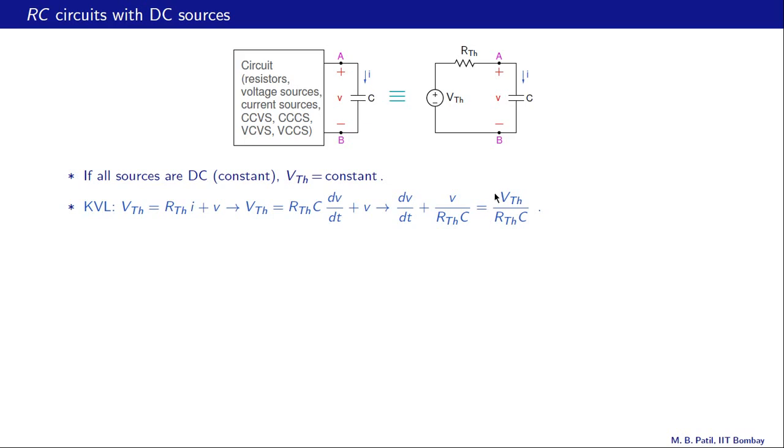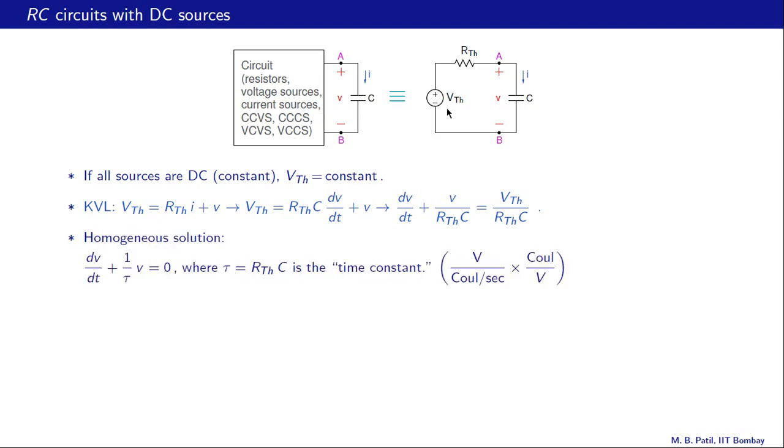Notice that our right hand side here is a constant because our sources are DC sources, and therefore VTH is a constant. Now how do we solve this ordinary differential equation? We first obtain the homogeneous solution, and we do that by replacing the right hand side, the forcing function, with 0, and then we get this equation. We have defined tau, which is called the time constant, as RTH times C.